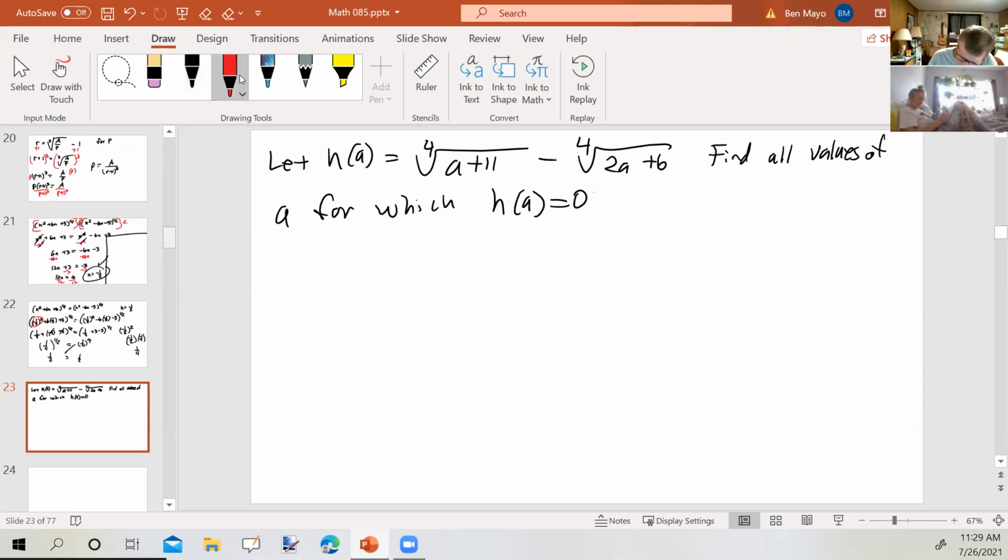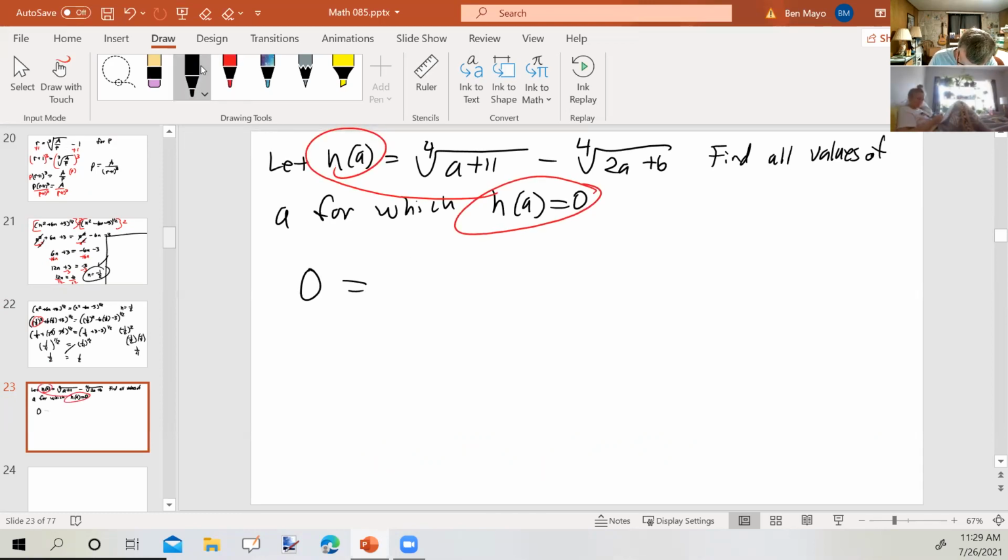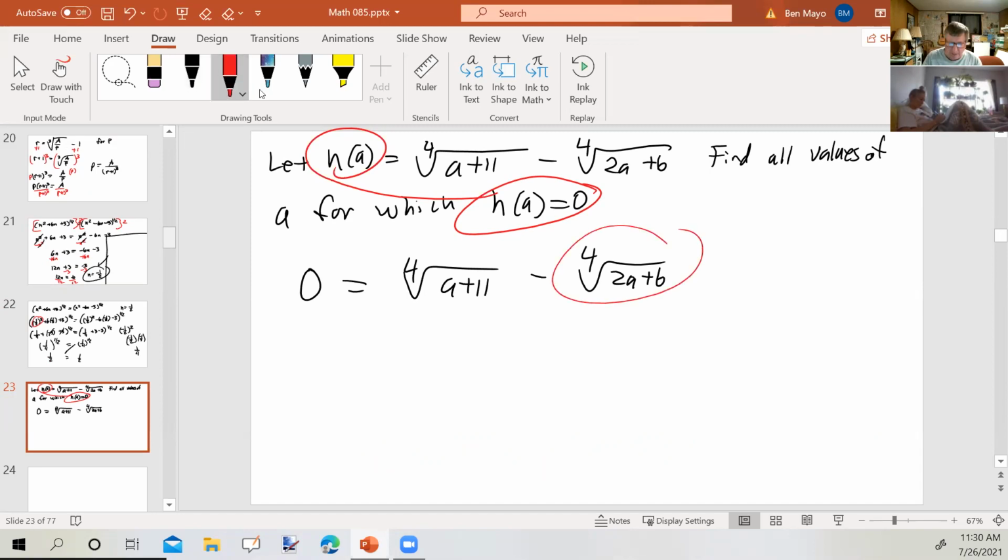So again, we're going to make a substitution. We're going to have 0 equals all of that. Well, we have an equation with 2 radicals, so we want to separate the radicals. I'm going to move this one to the other side so that I have a positive term on each side. So I'm going to add the 4th root of 2a plus 6 to both sides.